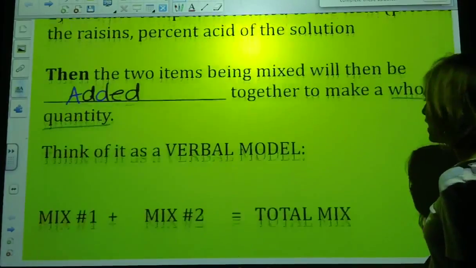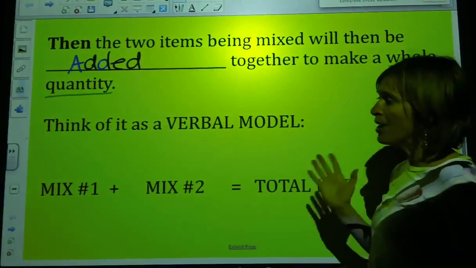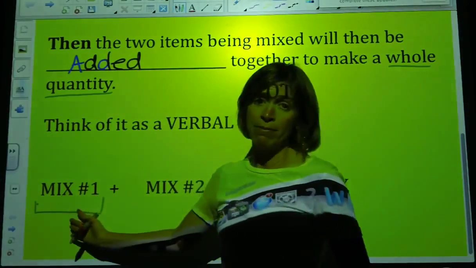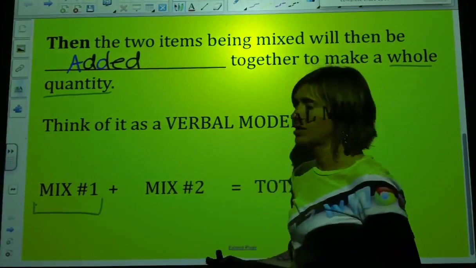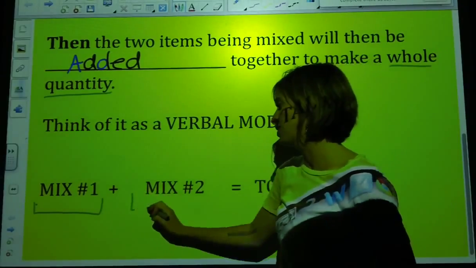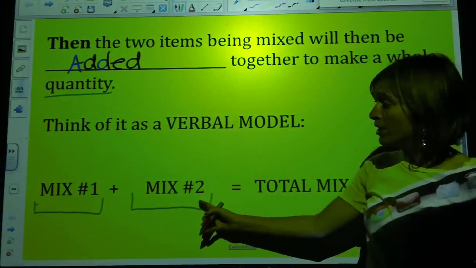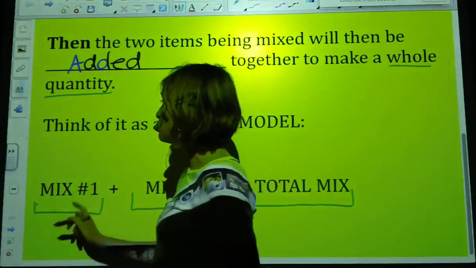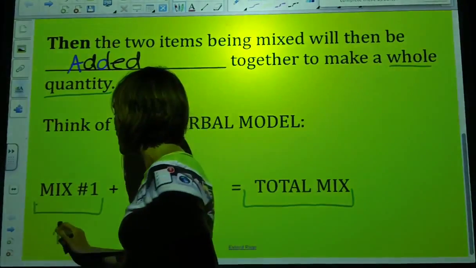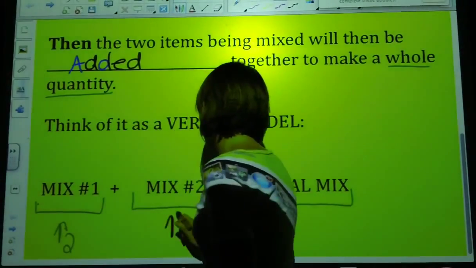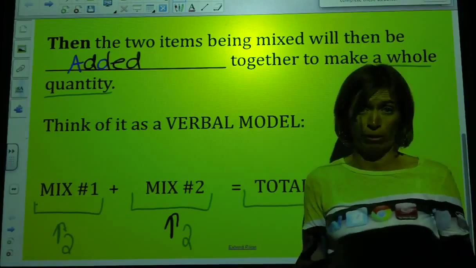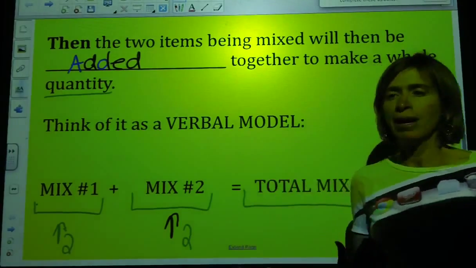All right, so I want us to think about a verbal model. My verbal model is that we have this mix one, something that we're going to mix. And then we're going to have another mix of something. And when we mix those two things together, we're going to get a total mix. But remember, I told you that each mix is going to have two things, and those two things we are going to have to multiply together, okay? Now let me show you my example.